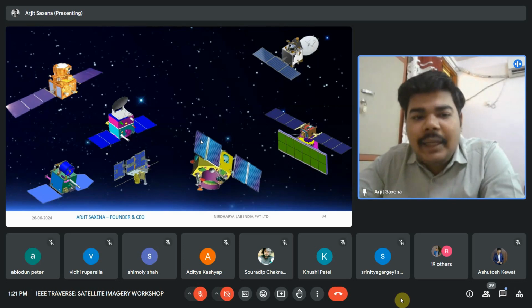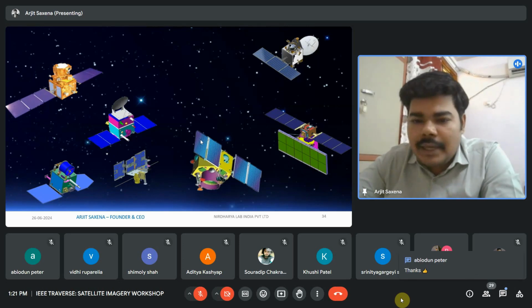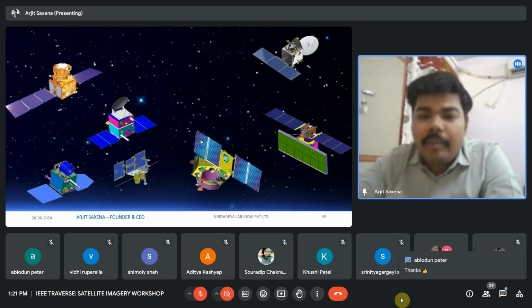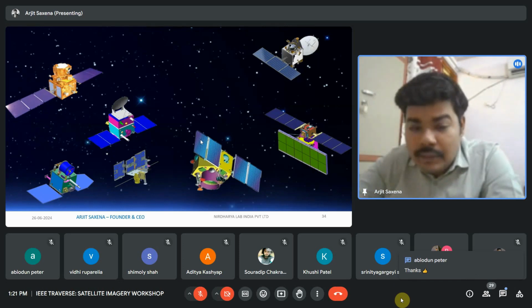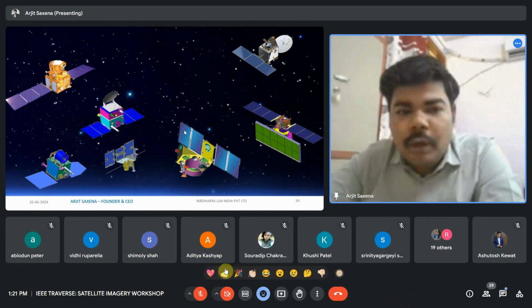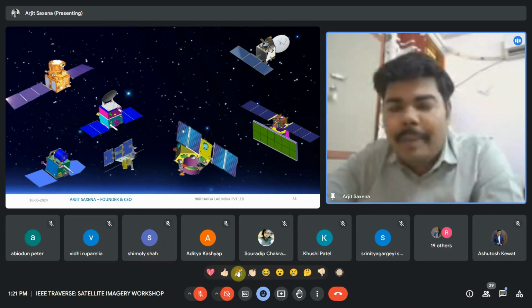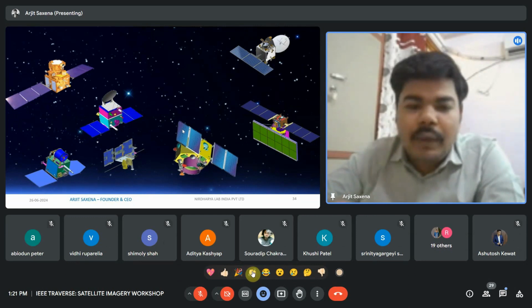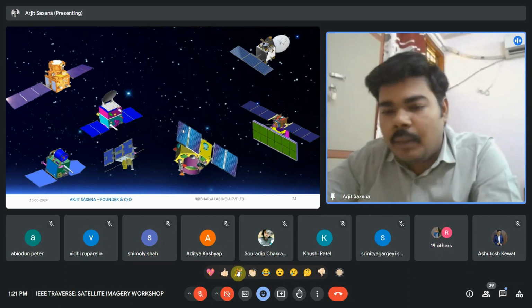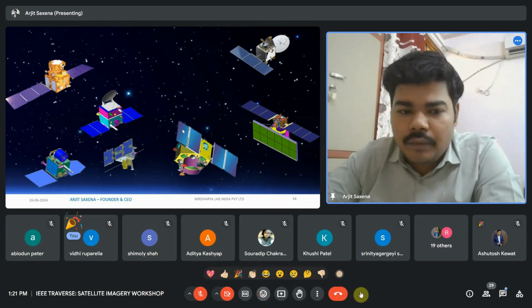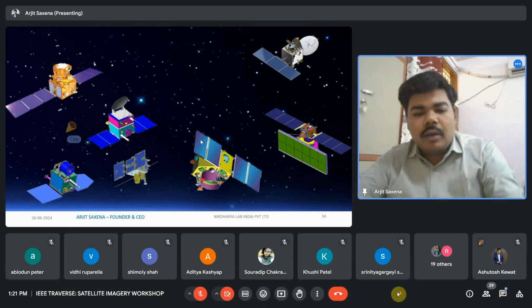ISRO is the leading player in the remote sensing or satellite imagery domain. We are really number one in satellite imaging. And that is why NASA has come up to launch a collaborative mission, which is NISAR, with ISRO, because we are masters in remote sensing or satellite imagery.